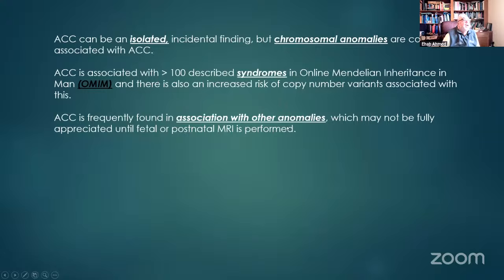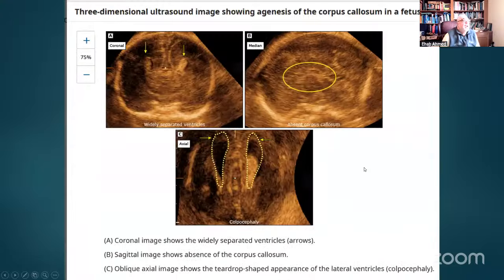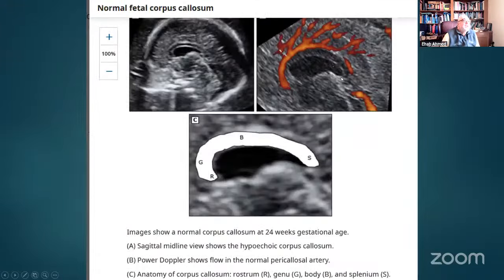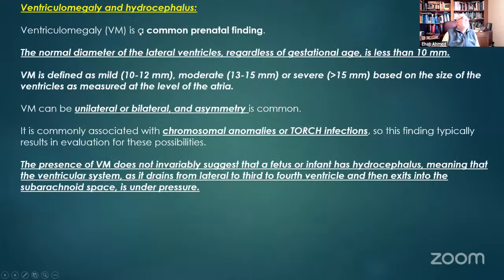Also could be associated with other anomalies. This is normal corpus callosum, and these are the structures, details of neurology and neuroanatomy. And this is the absence of the corpus callosum in B. There is no corpus callosum. You see? And there comes ventriculomegaly and hydrocephalus or hydrocephaly.